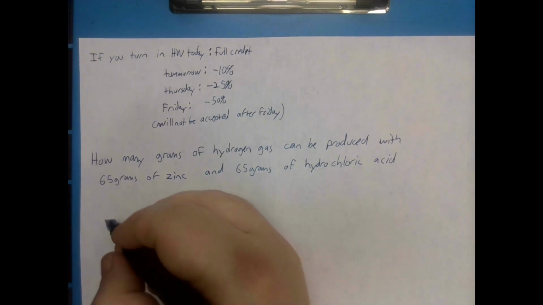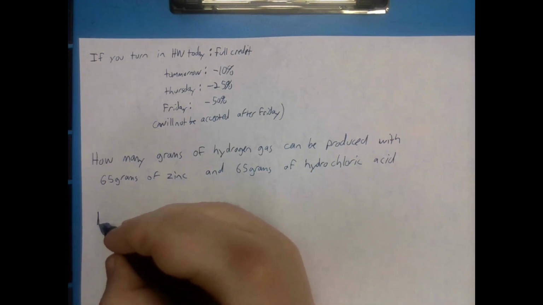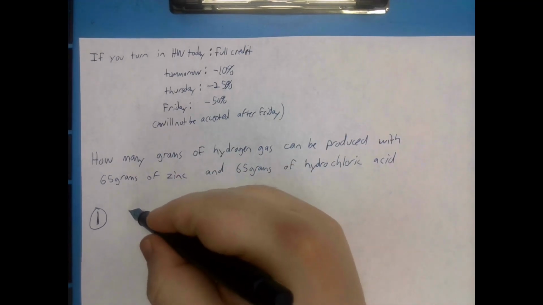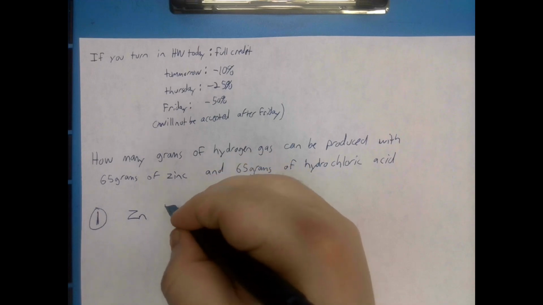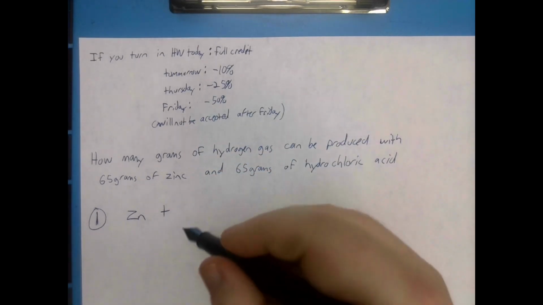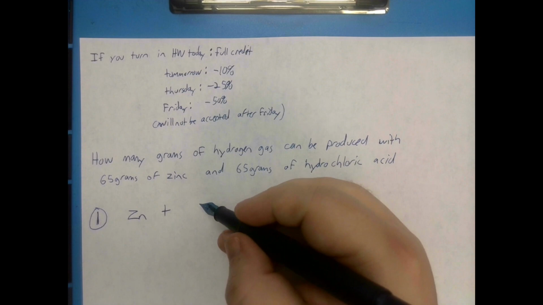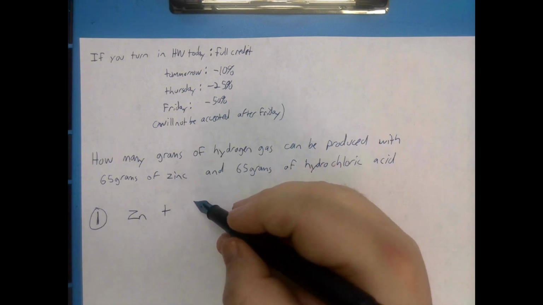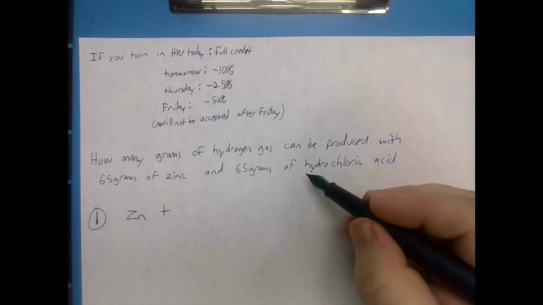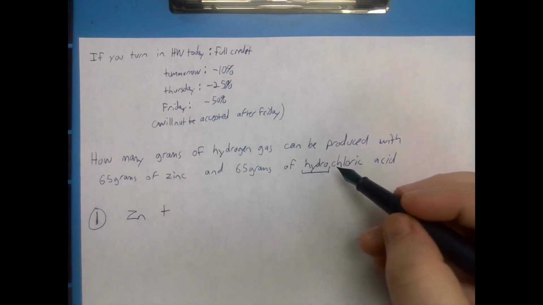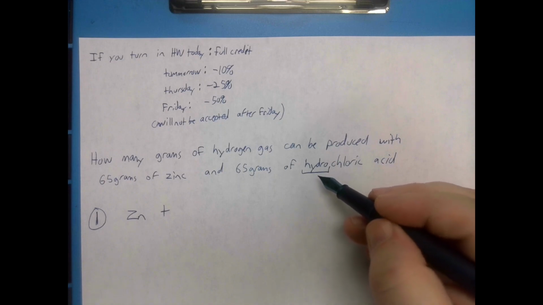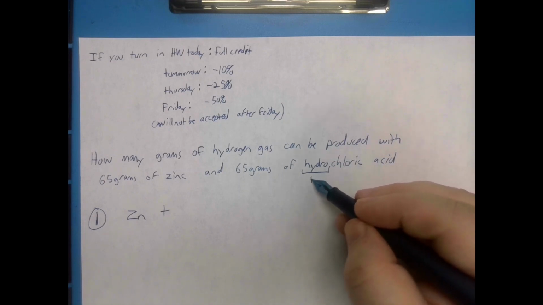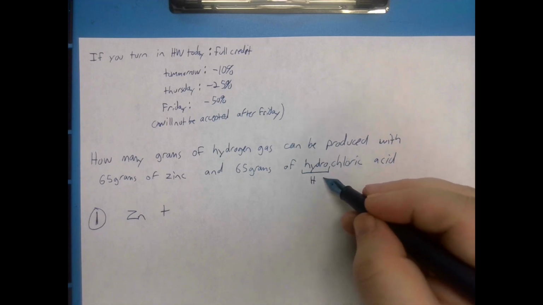So, what do we do first? Balance the equation. So we have zinc reacting with hydrochloric acid. What's the formula for hydrochloric acid? Hydro means what? It means binary. It means it's H with Cl.